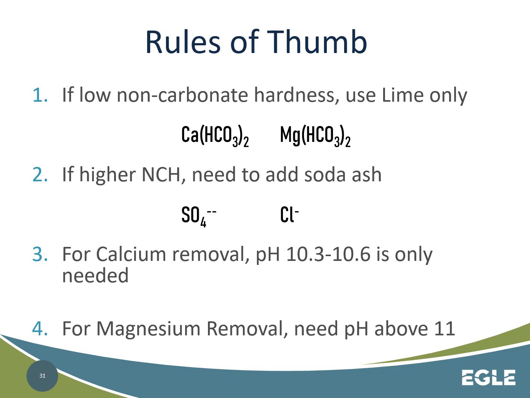If you are only removing calcium hardness and not magnesium, pH operating range is 10.3 to 10.6. But for magnesium removal, the pH needs to be much higher, above 11. We recommend that any magnesium hardness above 40 milligrams per liter as calcium carbonate be removed to prevent magnesium hydroxide scaling on water heaters and boilers.